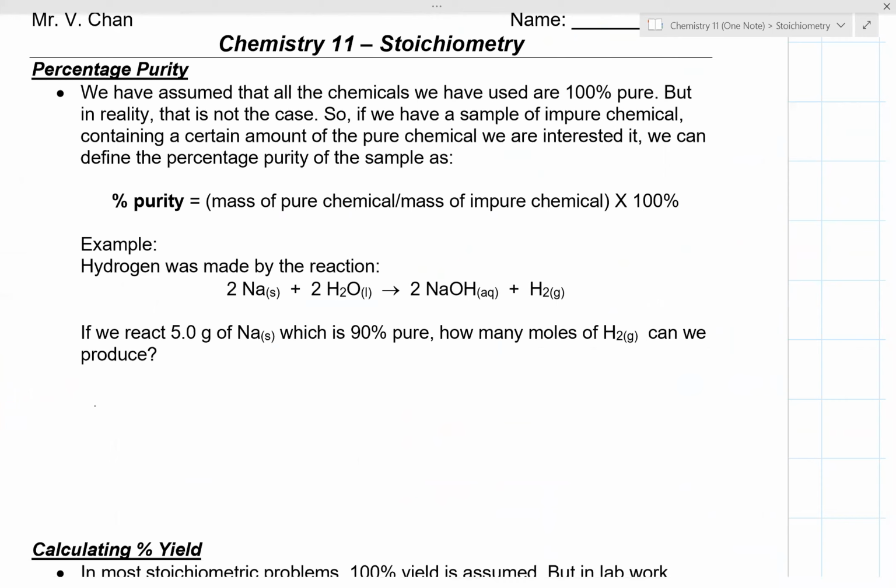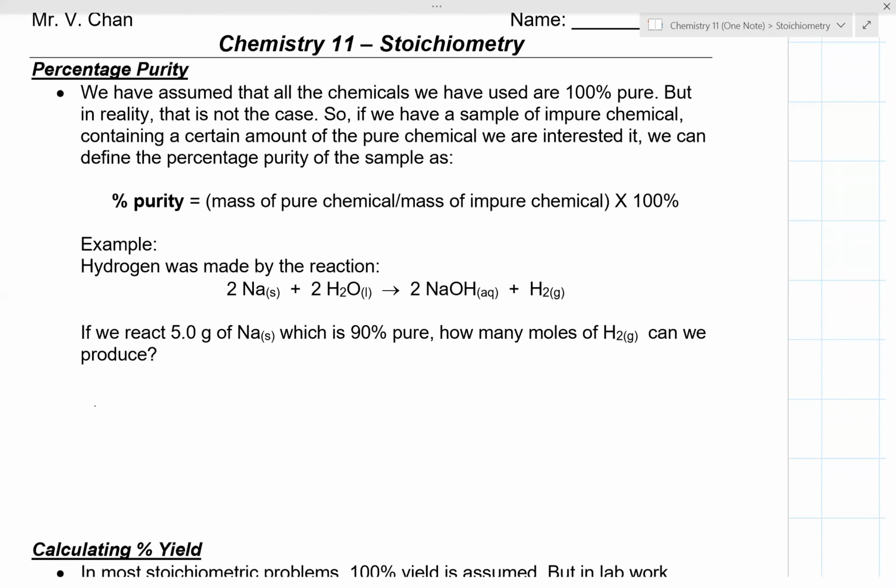So if we have a sample of impure chemical containing a certain amount of pure chemical we're interested in, we can define the percent purity of a sample as: percent purity is equal to mass of pure chemical divided by mass of impure chemical, multiplied by 100%.